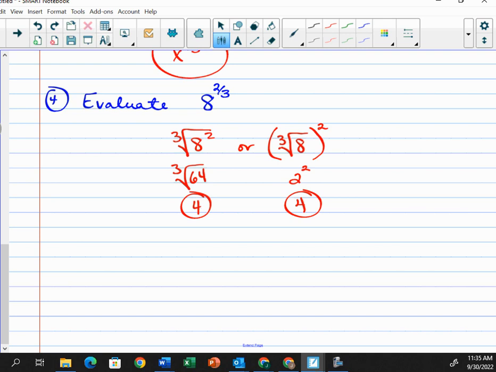Okay. What is the cubed root of 8? What number times itself 3 times is 8? What's 2 times 2? Times 2? Okay, so the cubed root of 8 is 2, okay? So this is 2, and then I square it. That's where the 4 comes from. Okay?